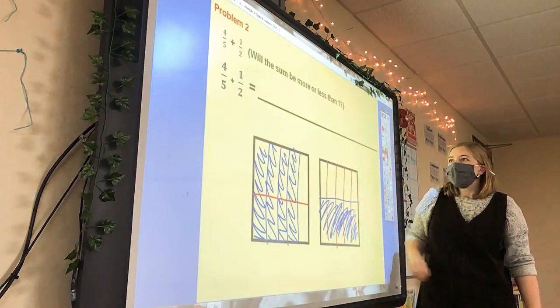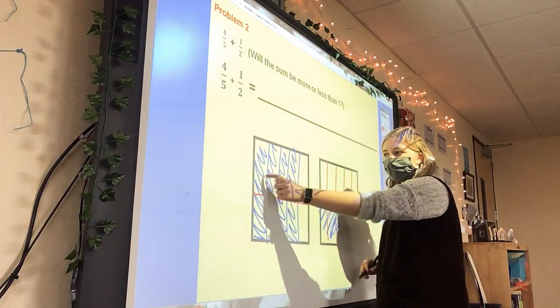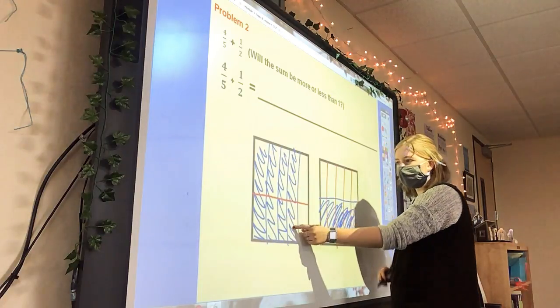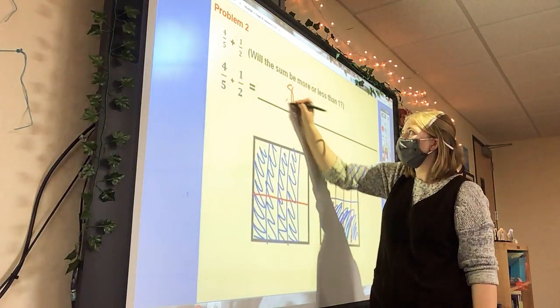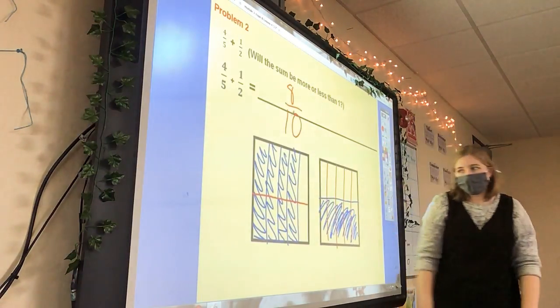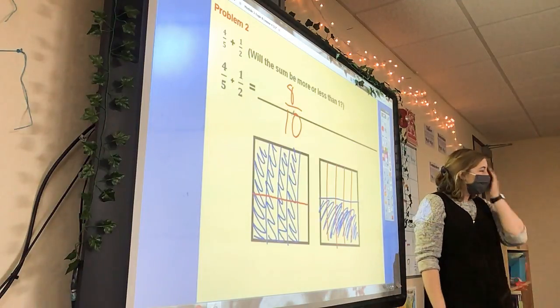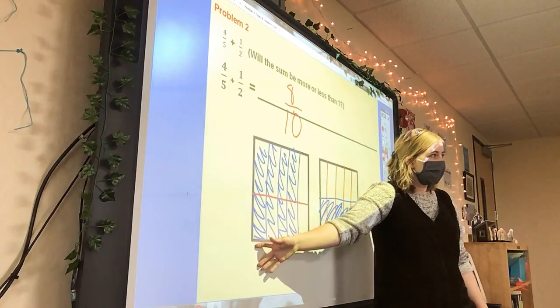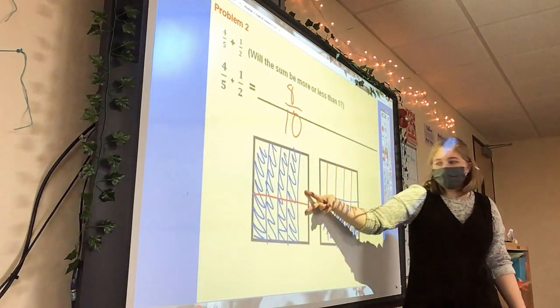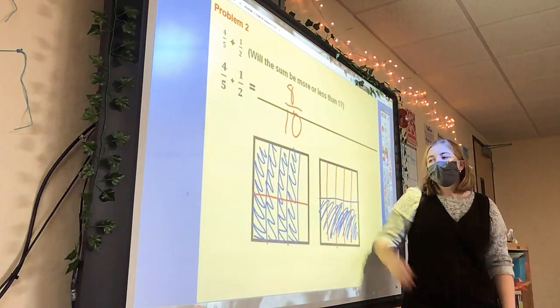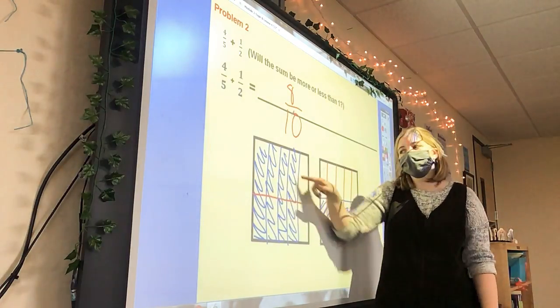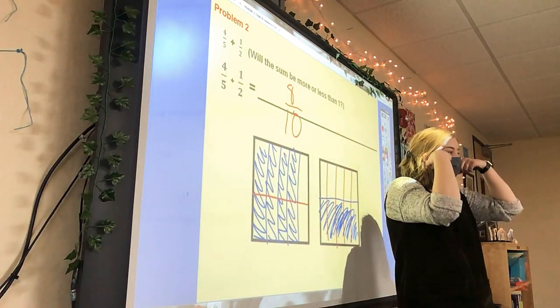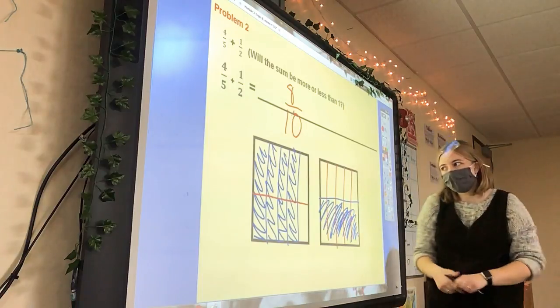Okay? So now 4/5 became 1, 2, 3, 4, 5, 6, 7, 8 out of 10. So 8/10. The way I counted that so quickly was I have 4 and 4. It's kind of like a 10 frame, right? 4 plus 4 is 8. There's 2 left over, so 8 plus 2 is 10. So you don't have to go through and count every single square. Use your knowledge of number sense to help you with that, okay?